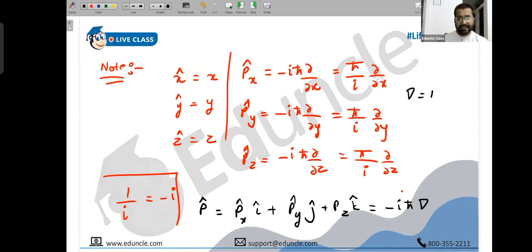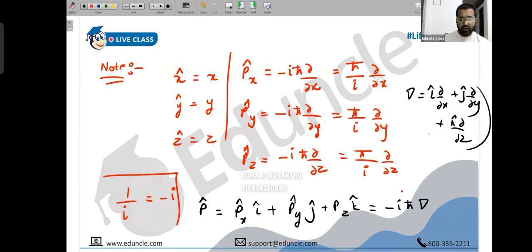Because what is the del operator, people? It is i cap dou by dou x plus j cap dou by dou y plus k cap dou by dou z. So if you substitute this here, you will get px will be this, py will be this, and pz will be this: minus i h cut dou by dou x, minus i h cut dou by dou y, minus i h cut dou by dou z respectively, px, py, pz. So that's just p cap.